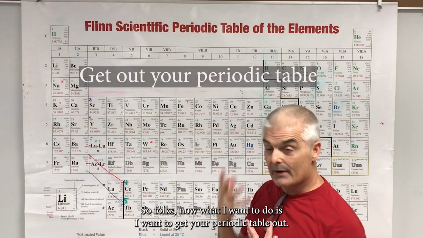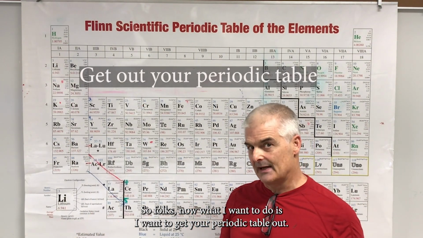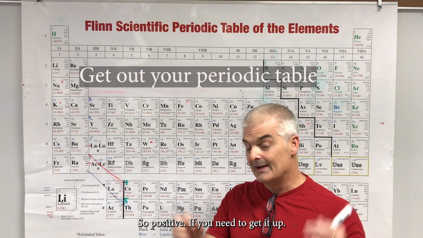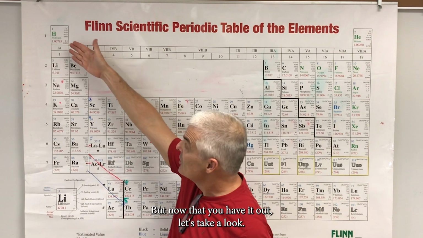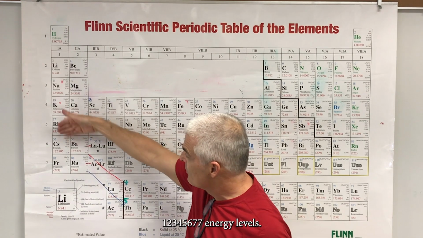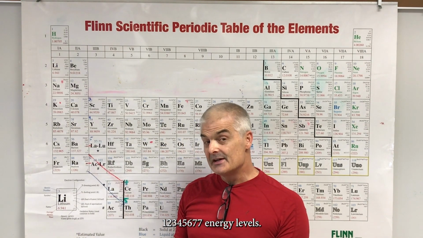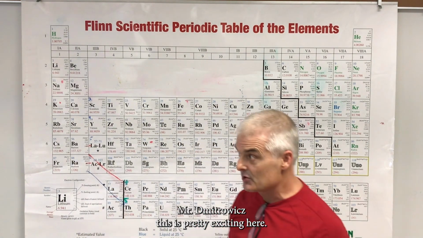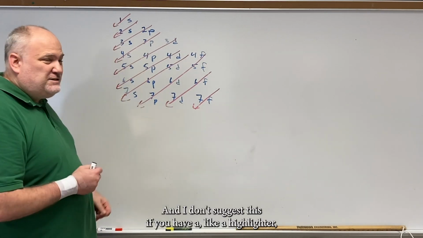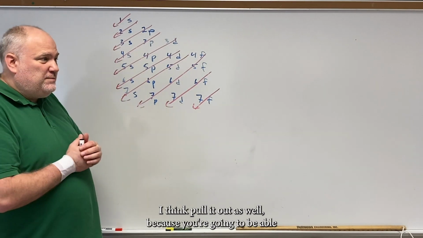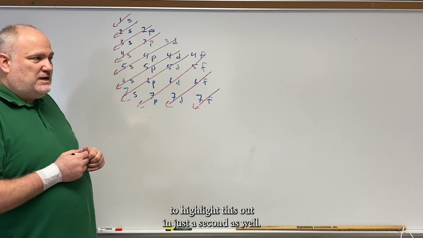So folks, now what I want you to do is get your periodic table out. Pause the video if you need to. All right, now that you have it out, let's take a look. Look at these numbers down here: 1, 2, 3, 4, 5, 6, 7. The 7 energy levels. This is pretty exciting. I'd also suggest, if you have a highlighter or anything, pull it out as well, because you're going to want to highlight this in just a second.